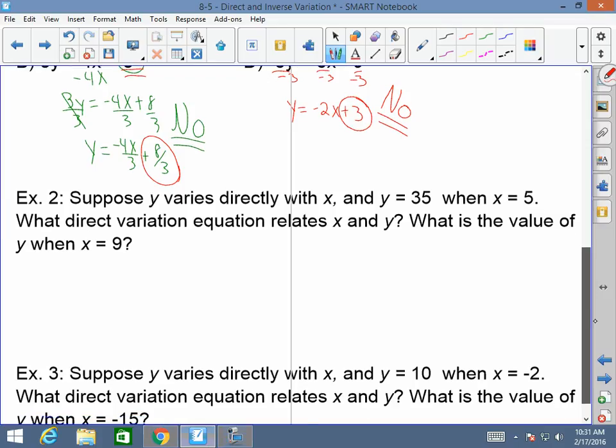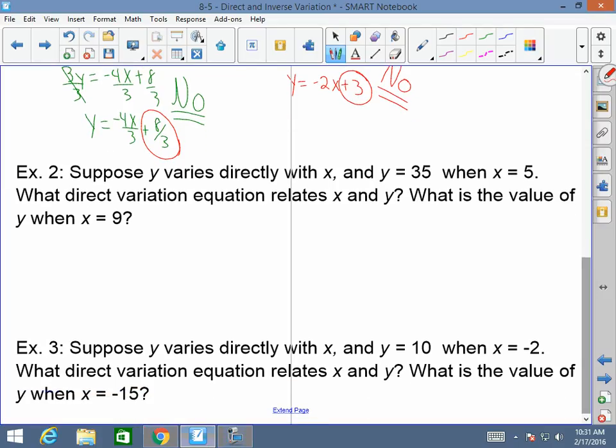Okay, now, let's see how we can apply this. Suppose y varies directly. Ding, ding, ding, ding. That should be immediately an indicator for you. It varies directly with x. So I know that I have a y equals kx function. Why? Because varies directly, that is a y equals kx. When it's directly proportional or it varies directly, it's y equals kx.